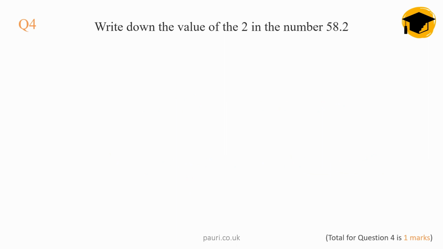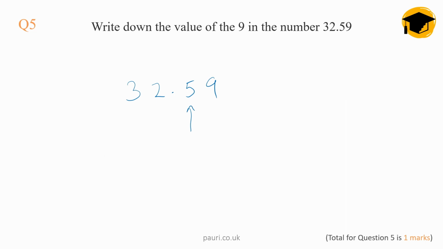Question 4, write down the value of the 2 in the number 58.2. So write your number out first. The 2 is representing the tenths column. Write down the value of the 9 in the number 32.59. I know the 5 is my tenths column and my 9 is my hundredths column. I think it's important to note at this point that this 2 can sometimes be called the ones column. So you can either call it single digits or ones. Then you've got your tens, hundreds, etc. If you call it ones, depending on the textbook, you'll also get full marks, that's fine.